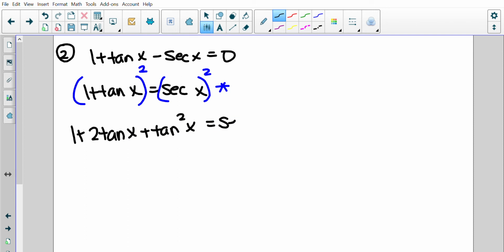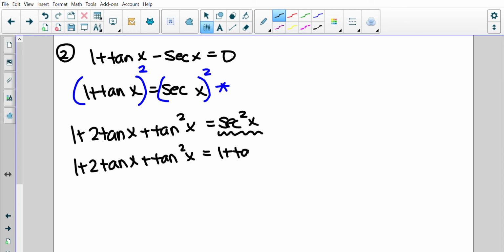And the right becomes secant squared x. And again, we can use a Pythagorean identity for secant squared x. So we keep the left the same. And we know that secant squared x is going to be 1 plus tan squared x. That's your Pythagorean identity there. And then I move terms over.